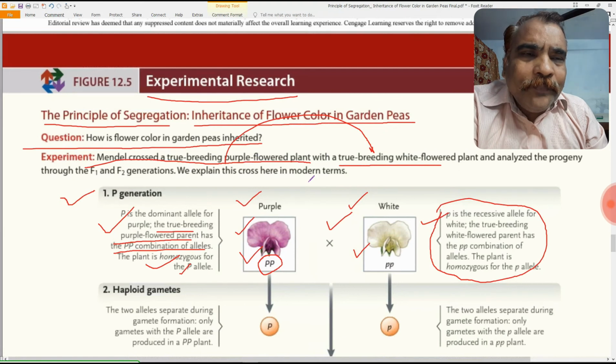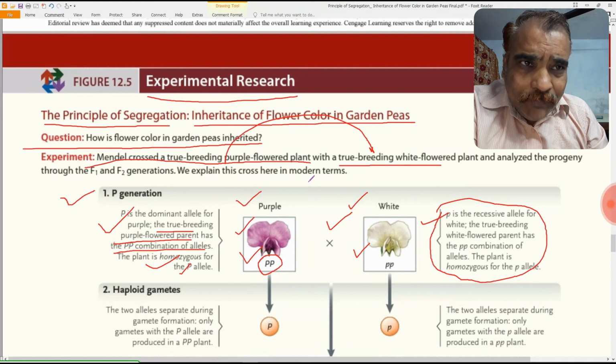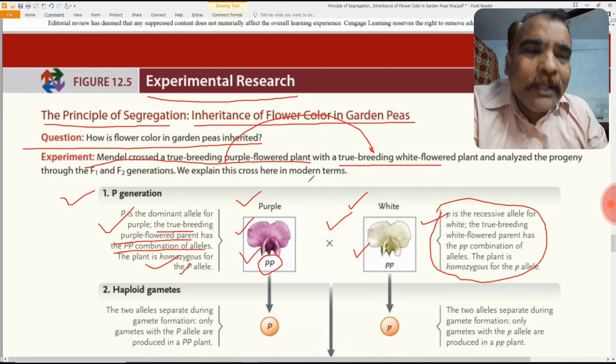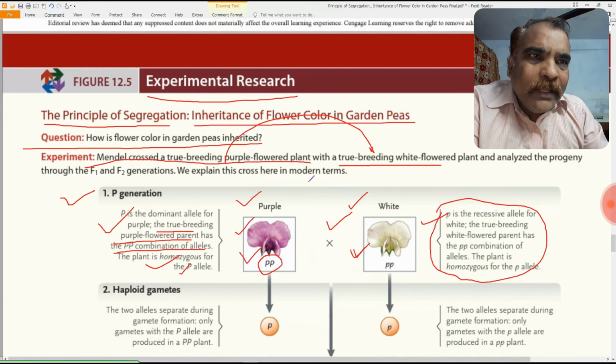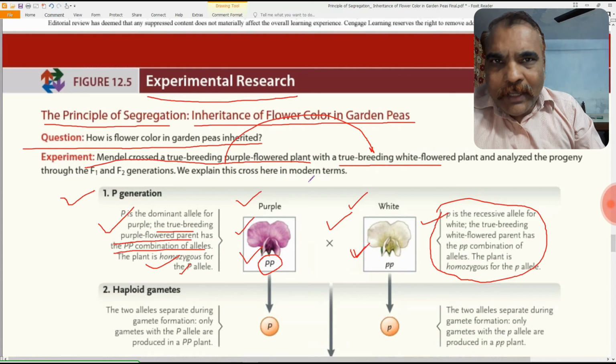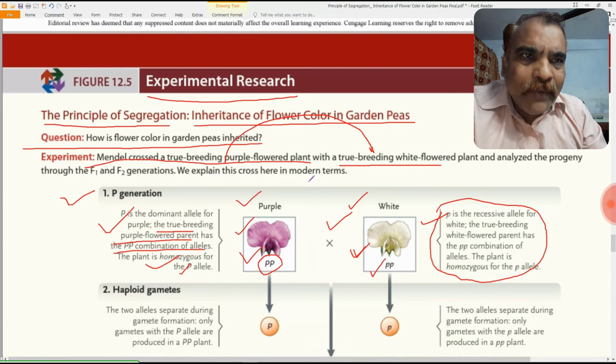They are recessive alleles because they are not expressing, and according to Mendel, these are the latent factors. Earlier, the alleles were known as factors. So at Mendel's time, the white flower had two latent, or non-expressive, factors. This white flower plant is known as homozygous for the small p allele, and it has two small p alleles.